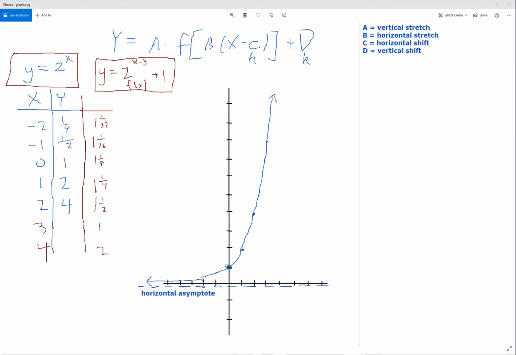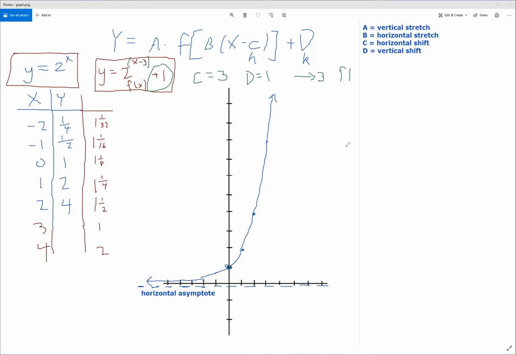If we look at it in terms of its parent function, what we're going to conclude is that our inside number is c. This is the thing that's happening within the function. So we're going to say that c, which is inherently subtracted, is equal to 3. And the number that we have tacked on to the end and added, d, is equal to 1. Okay, so what does it do? It means that we are going to move everything to the right by 3 and up by 1.